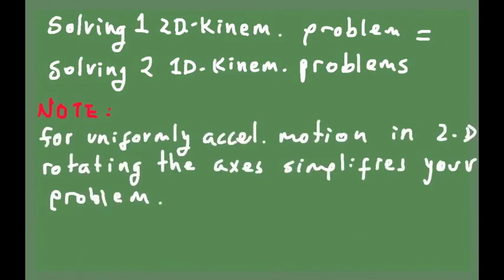Note here that if you have a uniformly accelerated motion in two dimensions, you can rotate the axes to simplify your problem. This is how you can do it. If your acceleration is a constant vector that points in some specific direction, and you choose your axes as x and y, as in the picture here, then you will see that the acceleration has an x component that is not zero and a y component that is also different from zero. So that means you are solving two uniformly accelerated motions, one for each of the components.